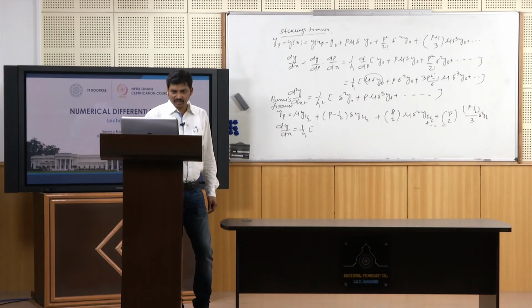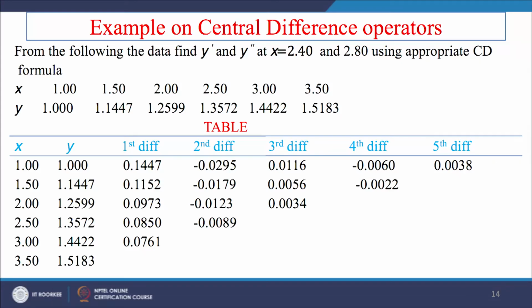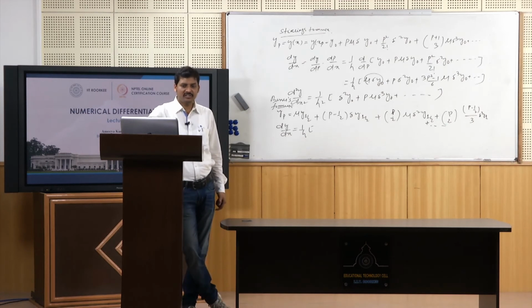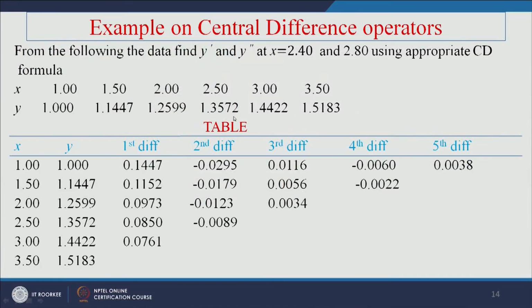So, based on this, let us go for an example, since central difference approximations are usually applied at the center of the table, where for both of these formulas we have defined these parameters. Consider a table where x is defined at 1.00, 1.50, 2.00, 2.50, 3.00, 3.50, all equispaced points with step size 0.5, with the corresponding y values as 1, 1.1447, 1.2599, 1.3572, 1.4422, 1.5183.